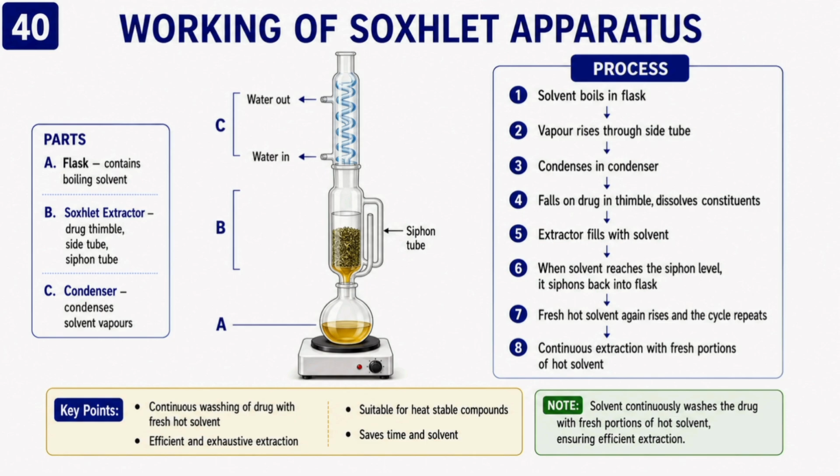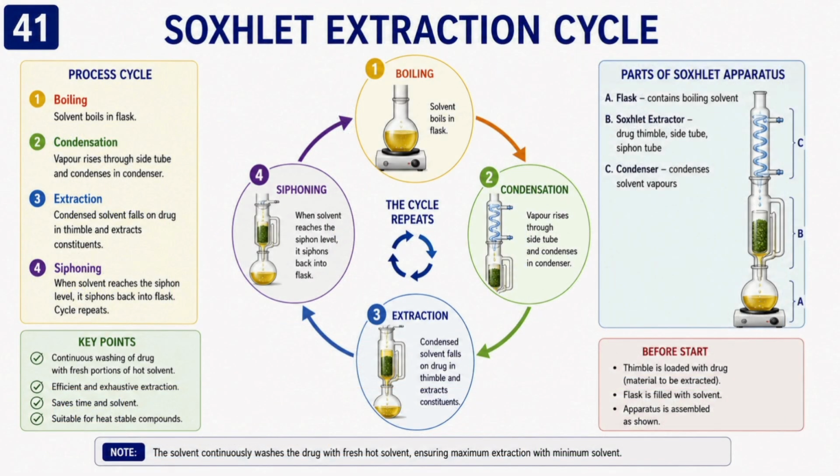So boil, condense, extract, siphon. Again boil, condense, extract, siphon. This repeated cycle is the heart of Soxhlet extraction. Okay, Soxhlet extraction cycle. Look at this cycle visually. First boiling, condensation, extraction, siphoning, then back to boiling. So it is a continuous loop.